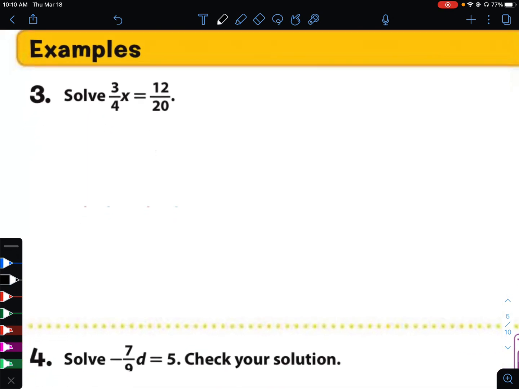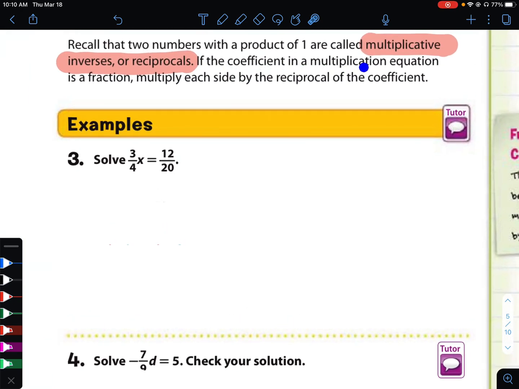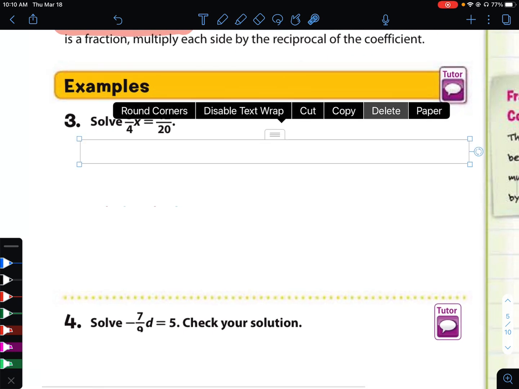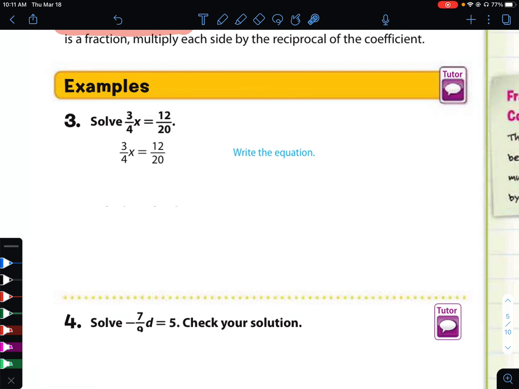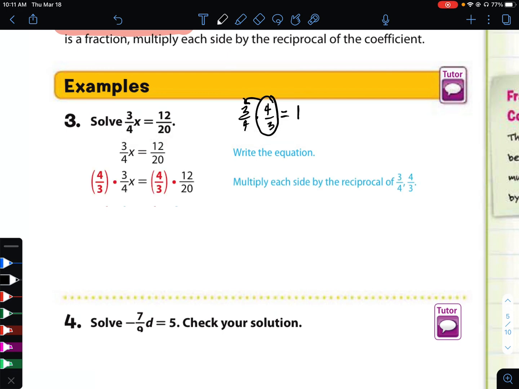In this example right here, solve 3/4 x equals 12 over 20. You notice that you have 3/4 as a coefficient, and it says here in the rule, if the coefficient in a multiplication equation is a fraction, we need to multiply each side by the reciprocal of the coefficient. So first, let's copy the problem down. Write the equation down. 3/4 x equals 12 over 20. We want to know the reciprocal of 3 over 4, which is 4 over 3. Why? Because if I have 3/4 and I multiply that by 4 over 3, the product is 1. So this is the reciprocal of 3/4. We get that reciprocal and we multiply that to both sides. So we multiply both sides by 4 over 3.